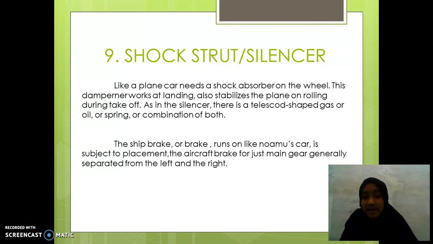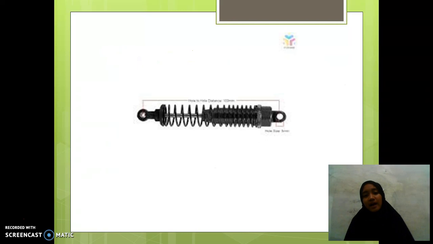Next, shock strut or silencer. Like a car, a plane needs a shock absorber on the wheel. This damper works at landing and also stabilizes the plane when rolling during takeoff. In the shock strut, there is a telescope-shaped gas or oil or spring, or a combination of both. The aircraft brake works like a car's brake. The aircraft brakes are generally separated between the left and the right. And this is the picture.